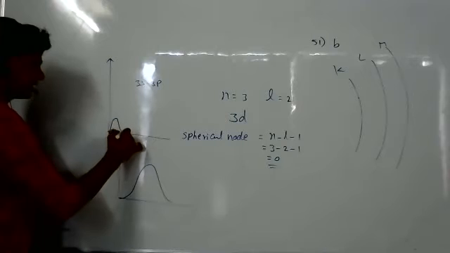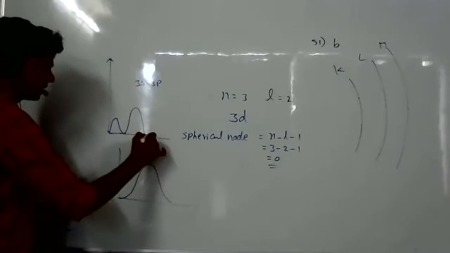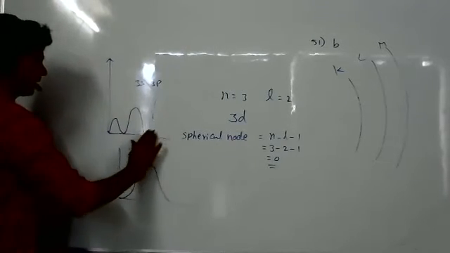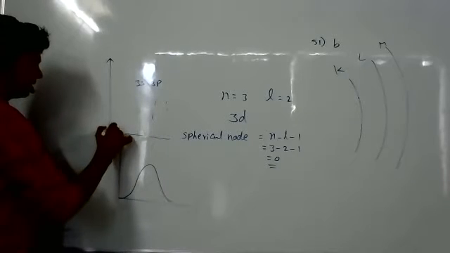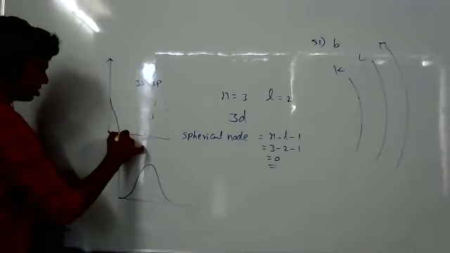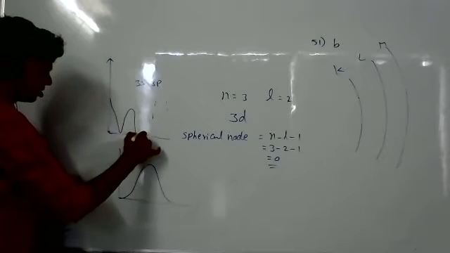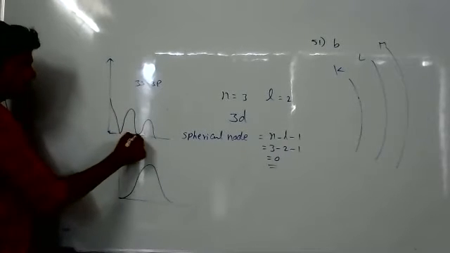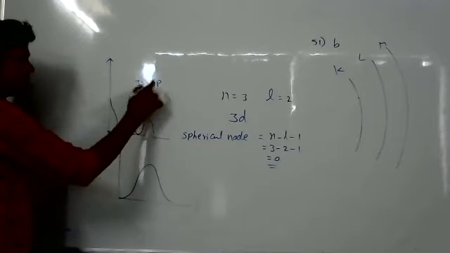Okay, I will draw that is 1. This 3s, 2s. This is for 3s because it having 2 nodes here and here. 3p having only 1 node.